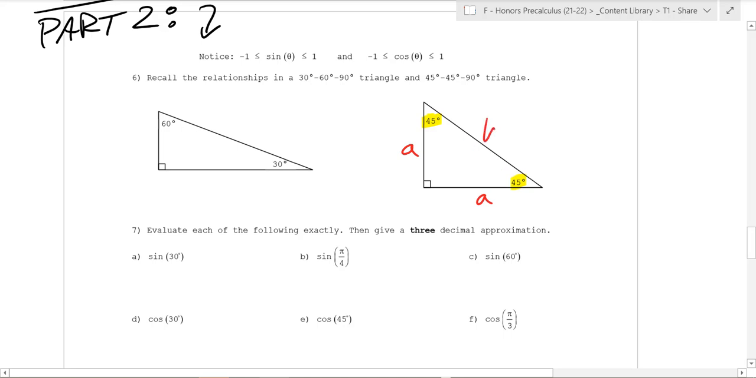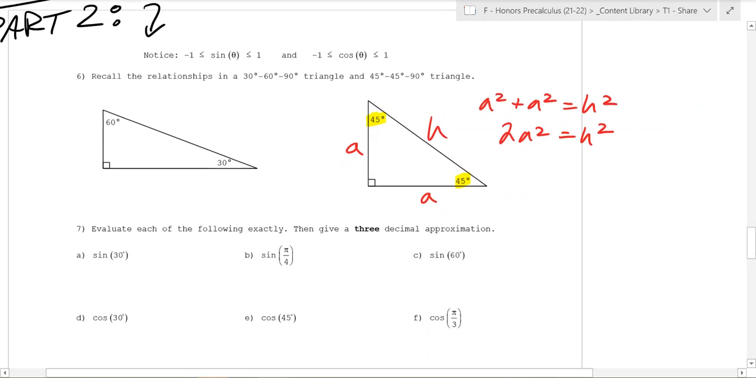If we call it h, you might remember it's a squared plus a squared equals h squared, because we know that this squared plus this squared is that squared. That's a theorem developed by the Babylonians. So we end up with 2a squared is equal to h squared. Then if you take the square root of both sides, you end up with the square root of 2a squared is equal to h. So h is equal to the square root of 2 times the square root of a squared, which is the square root of 2 times a.